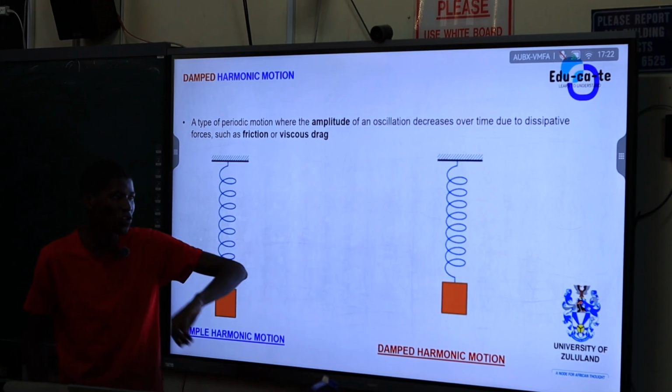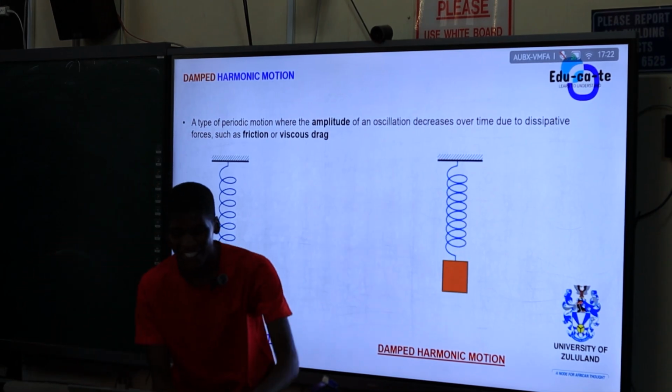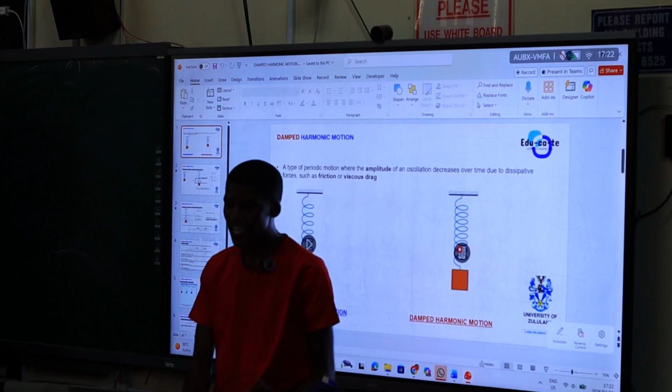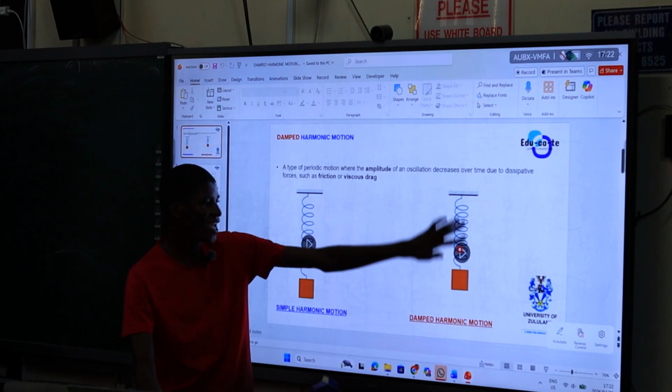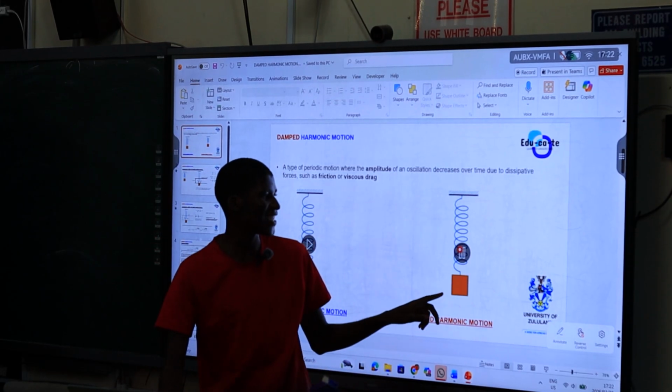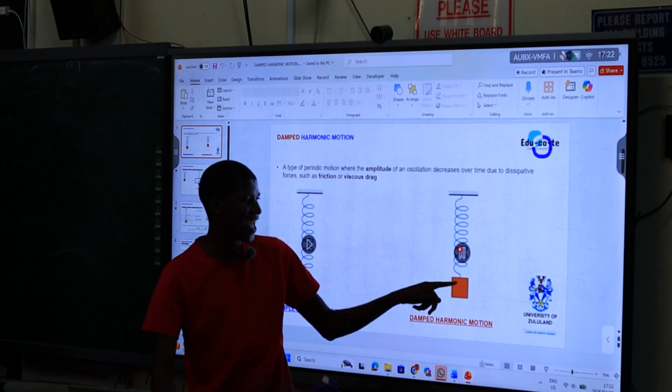Now we are going to this type, damped harmonic motion. Let's observe the animation. I'll pause it so that you guys can see. So this is the damped harmonic motion. I'm going to play this animation. Pay careful attention.